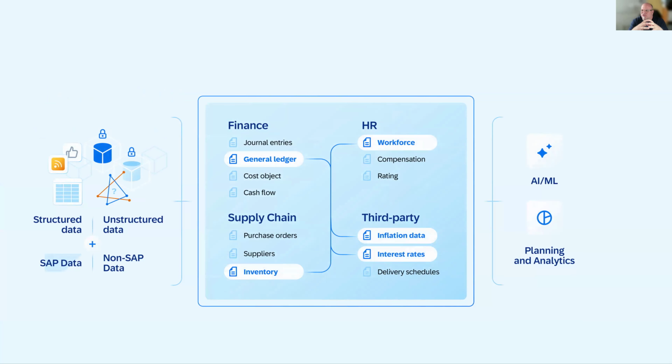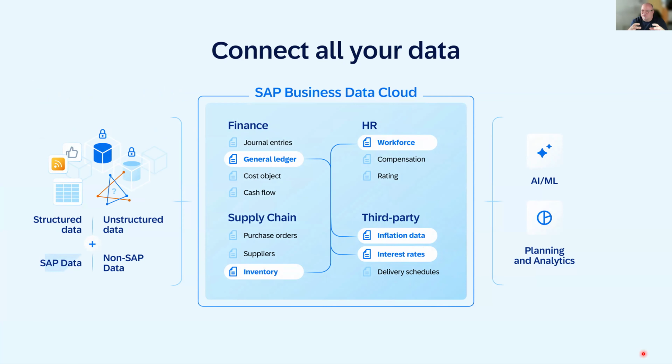So in general, the way we're thinking about data products is that these are entities which can connect all of your data. You see this example here in the middle where there are some data products from the finance area. This is just a sample list. This is not an exhaustive list. We will have a lot more.